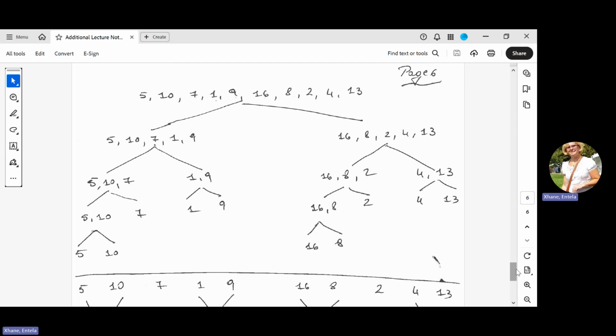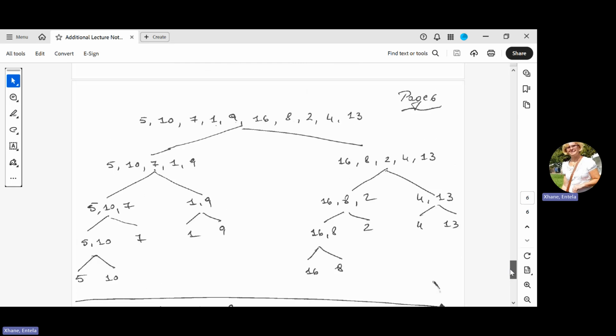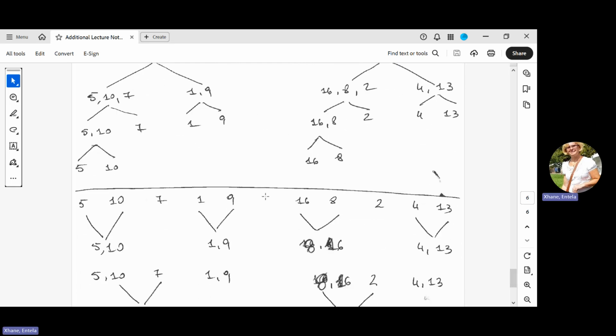Now we have to split in halves the remaining portion, 5 and 10, and 16 and 8. So the final numbers are 5, 10 separated, and 16 and 8 separated. Now let's get this together in one list, but as we get them together, we have to sort them out. So these are the numbers that we generated after splitting up: 5 and 10, 7, 1 and 9, 16 and 8, 2, 4 and 13. How do I merge them? As we merge, we need to sort them out as well in order from the smallest to the highest.